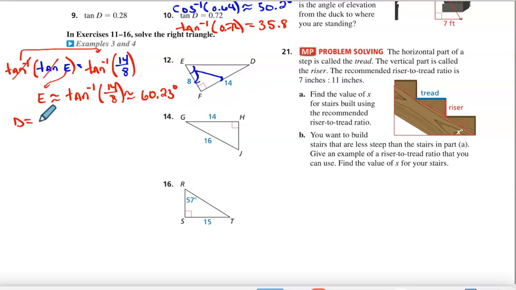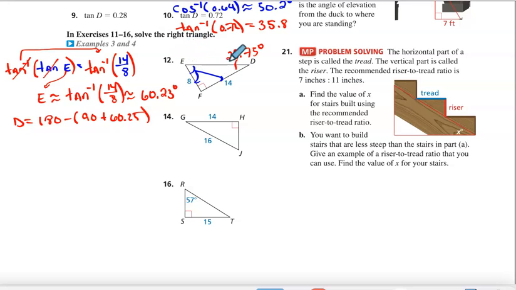Once I'm there, then I could get D. D is just going to be equal to 180 minus the 90 degrees that I know, plus the 60.25 that I just figured out. So 180 minus 90 minus 60.25. And that means angle D here is going to be 29.75 degrees.